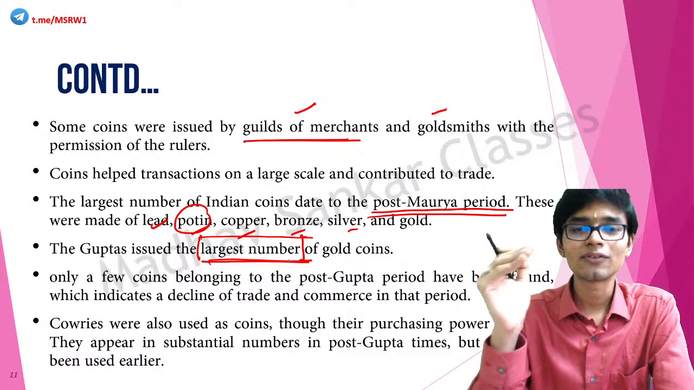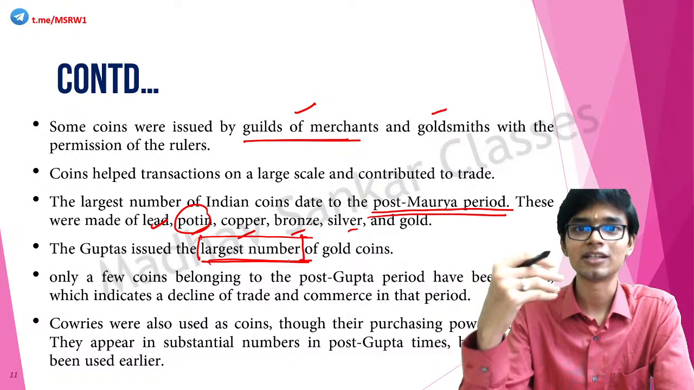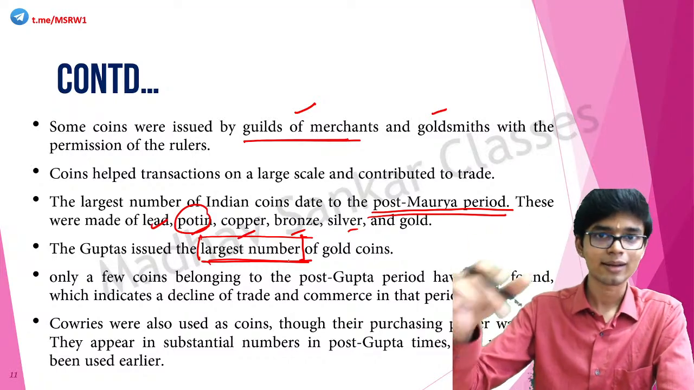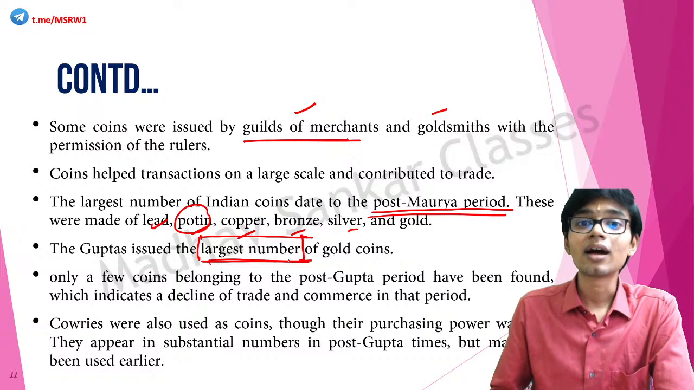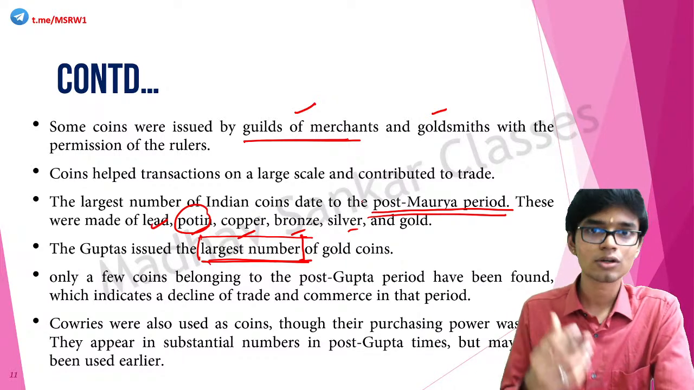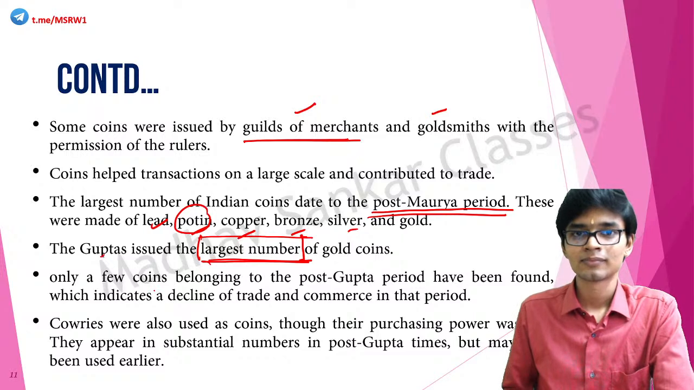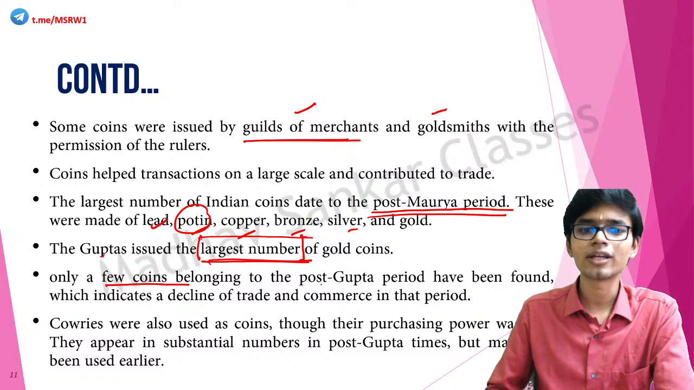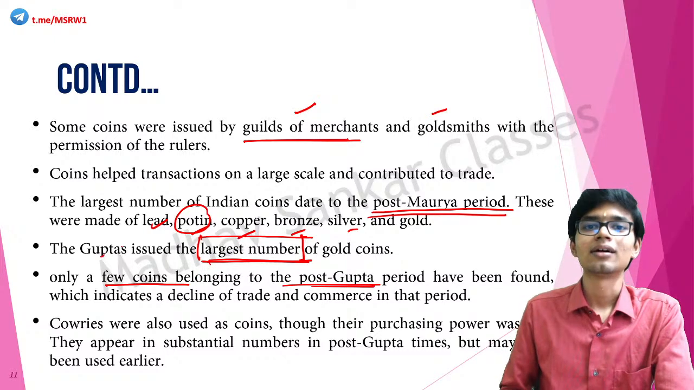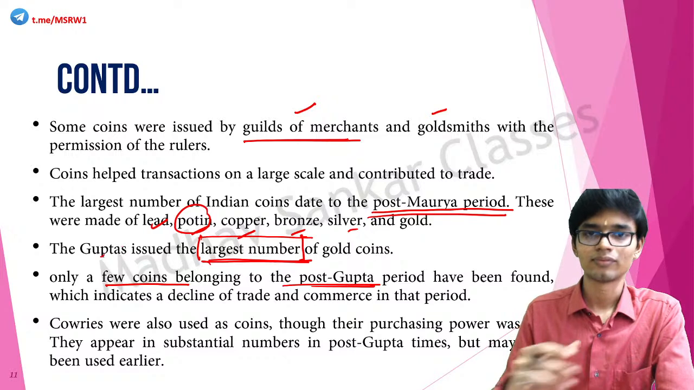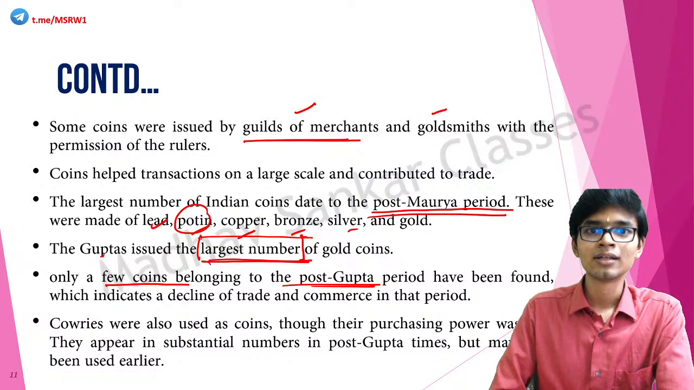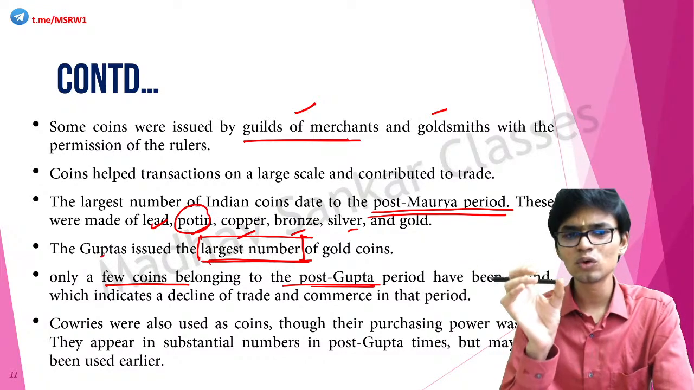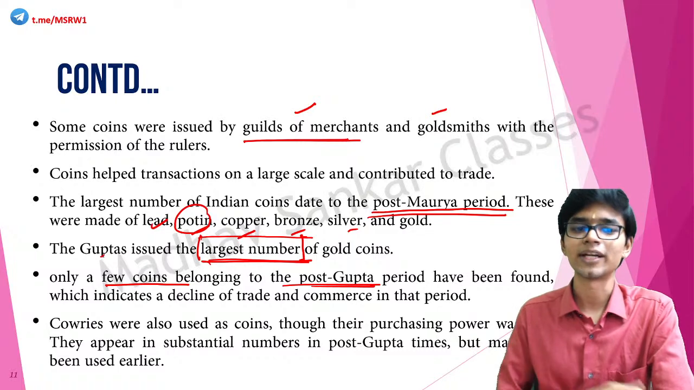Okay, the highest purity of gold coins in ancient India has been issued by whom? I mean the dynasty. I'm not asking about a particular king. I'm asking about a dynasty. Anyway, the largest number of gold coins has been issued by the Guptas. But historians have also found out that only a few coins belonged to the post-Gupta period when discoveries were made. So the number of gold coins started to decline, and we come across only a very few coins in the post-Gupta period.